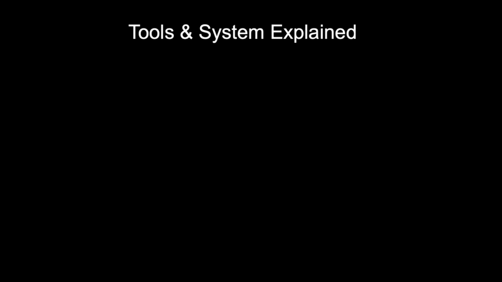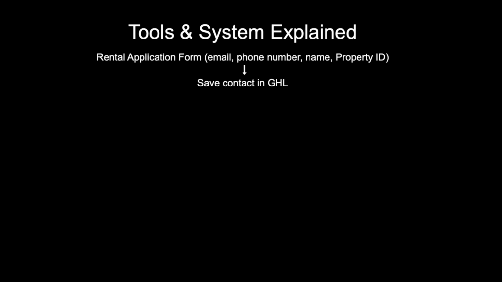Let me walk you through the tools utilized and the operational flow of the entire system. It begins with the user filling out a form on a rental property website, providing their contact details, and submitting it. These details, along with the property ID linked to the form, are sent to Gohighlevel.